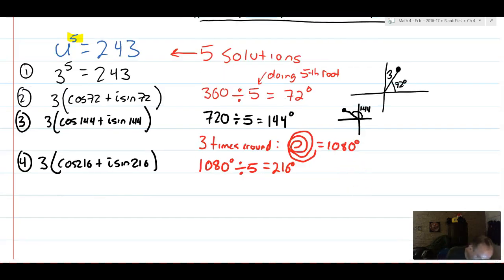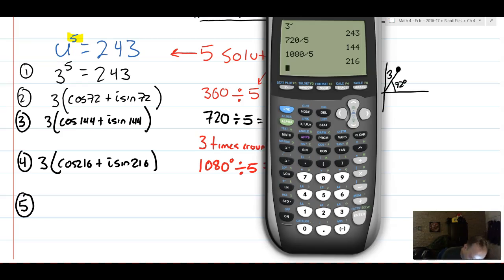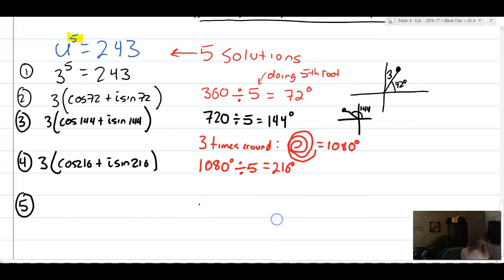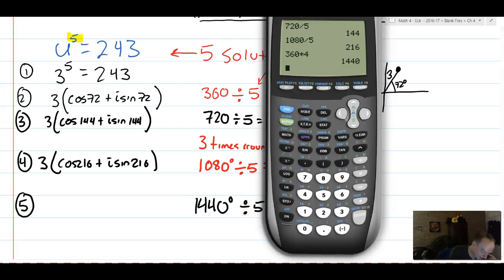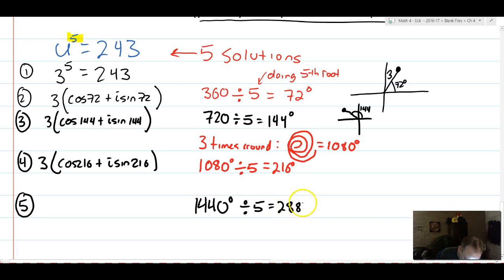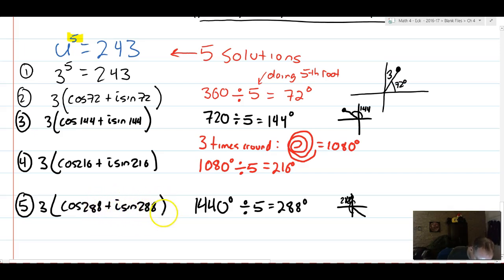All right, so there's my 216. And then I said there's 5 of them, so let's just get the fifth. After 1080, 360 times 4 is 1440. Then I can divide that by 5 to figure out what goes 5 times into that, and I get 288. So that's over in the third quadrant, and my last root is going to be 3 cosine 288 plus i sine 288.